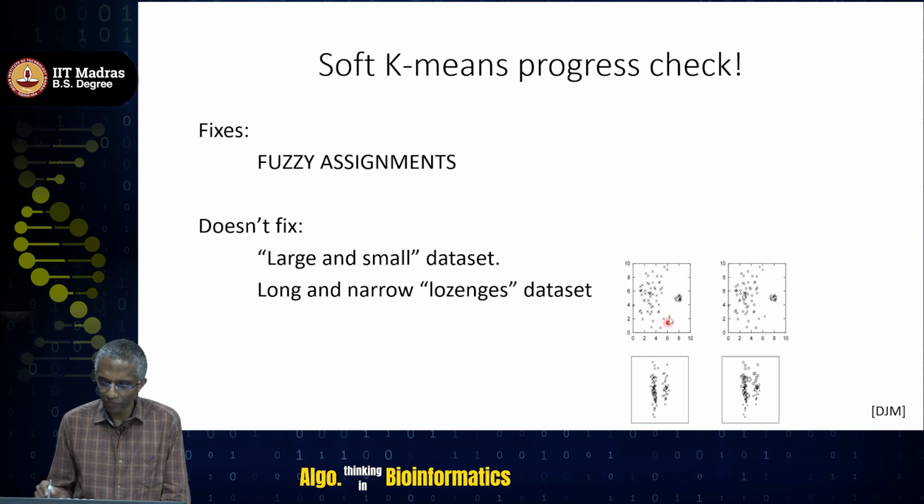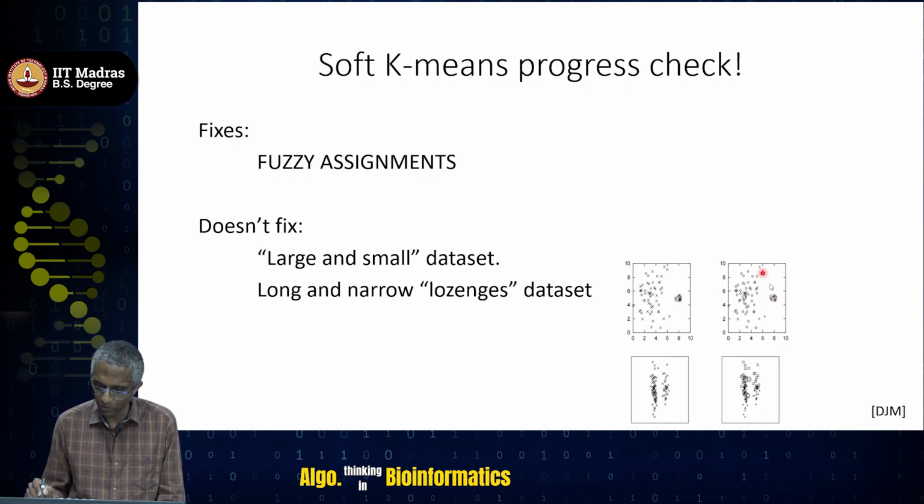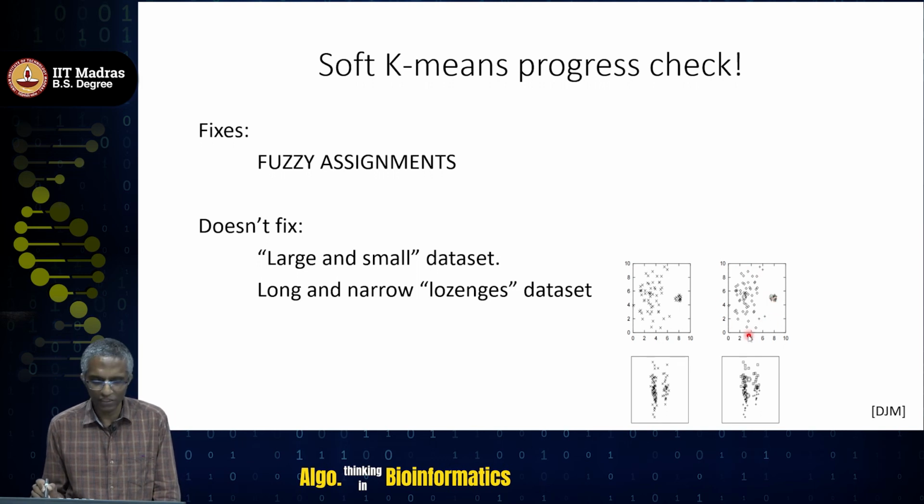So here, for instance, there are these two data points which are wrongly assigned to this. We want them to be assigned to this bigger cluster, right? And this has a smaller spread than this, okay? So that is one point.